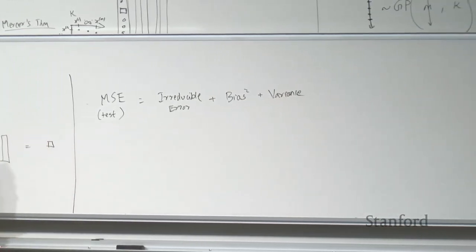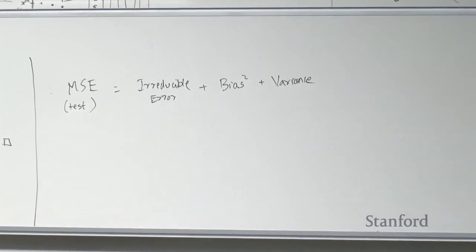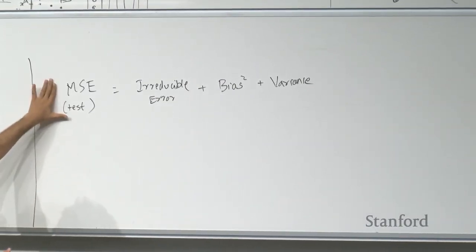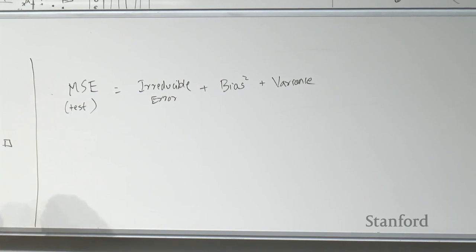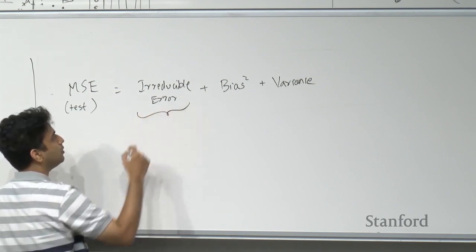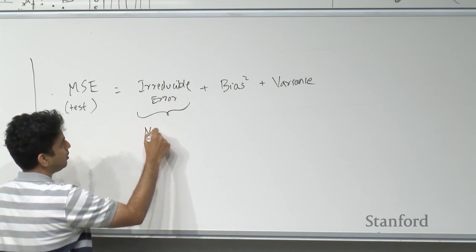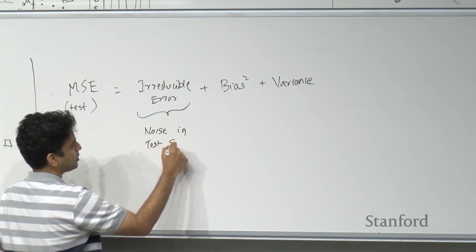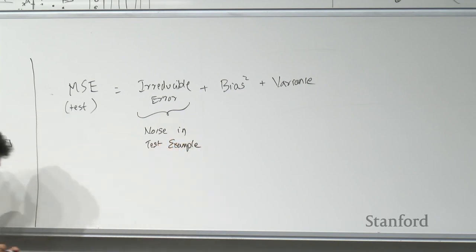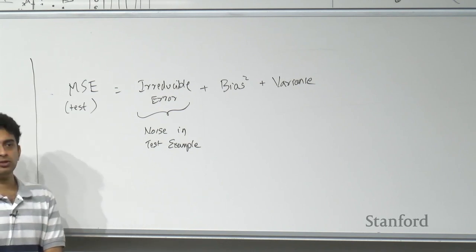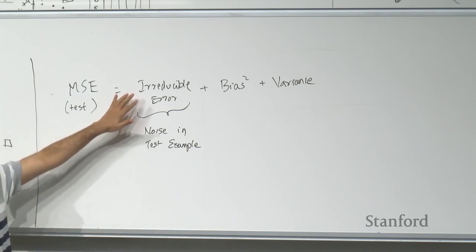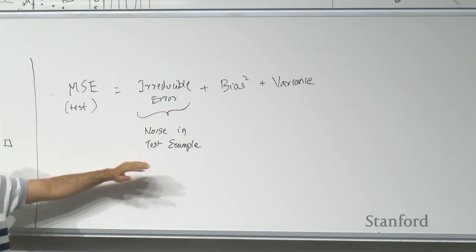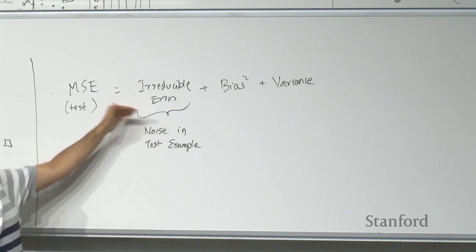The fundamental assumption is that our data is noisy, and this noise can affect our test error in two ways. First of all, the test example that we're going to encounter is itself going to be noisy, and so the noise in the test example contributes to irreducible error. This basically tells us that no matter what model you choose, even the best possible model that can be imagined is going to encounter some error at test time because your test data itself is noisy. So that's irreducible error. No matter what model you get, you're going to pay this irreducible error penalty.